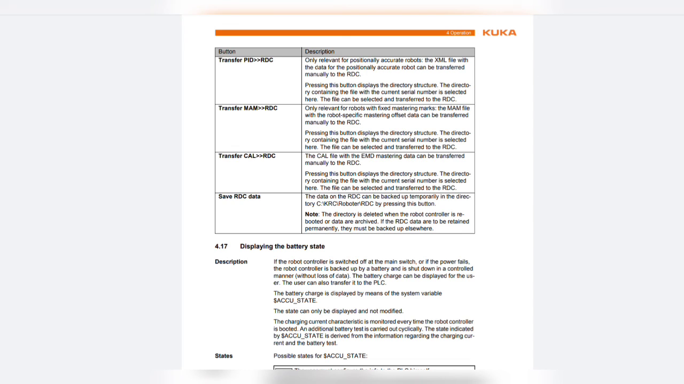Save RDC data. The data on the RDC can be backed up temporarily in a directory. Note: the directory is deleted when the robot controller is rebooted or data are archived. If the RDC data are to be retained permanently, they must be backed up elsewhere.